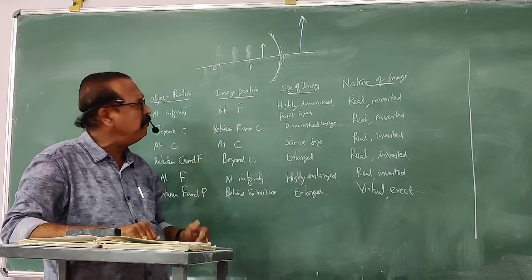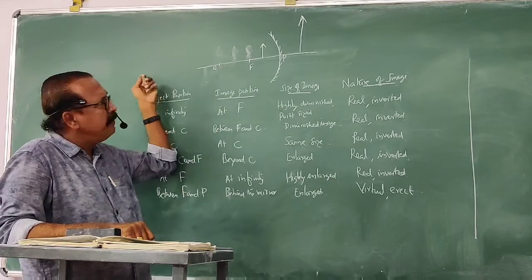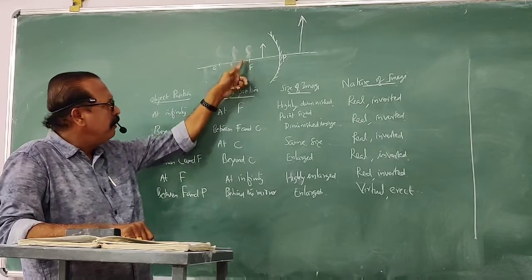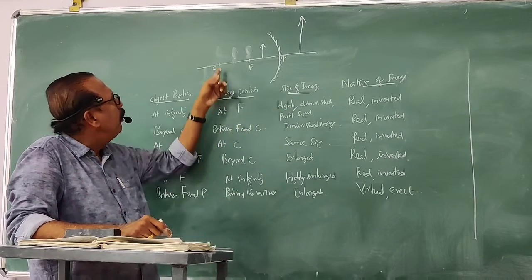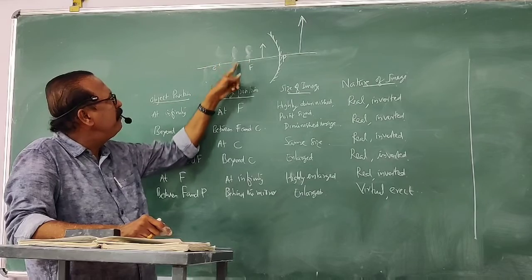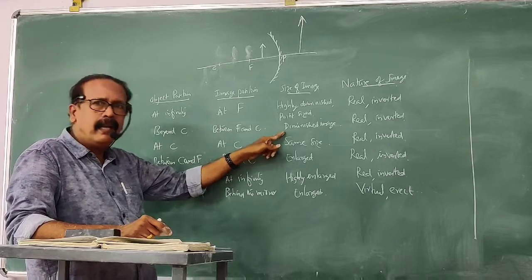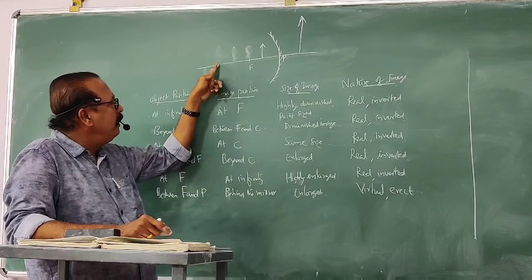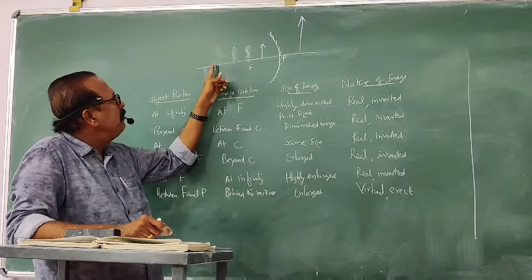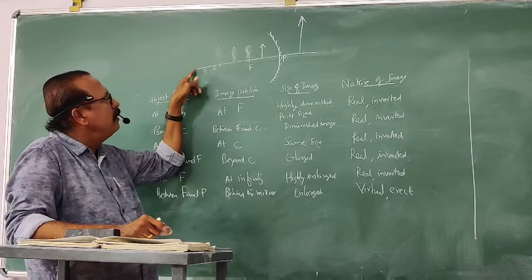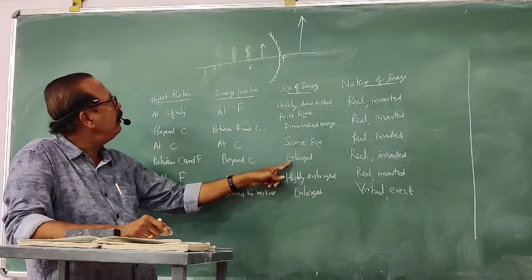This is very important before drawing the diagrams. This is very, very important. Object at infinity, image is formed at the focus, highly diminished, point-sized, real and inverted. Object beyond C, image between F and C, diminished, real and inverted. Object at C, image at C, same size, real and inverted. Object between C and F, image beyond C, enlarged, real and inverted.